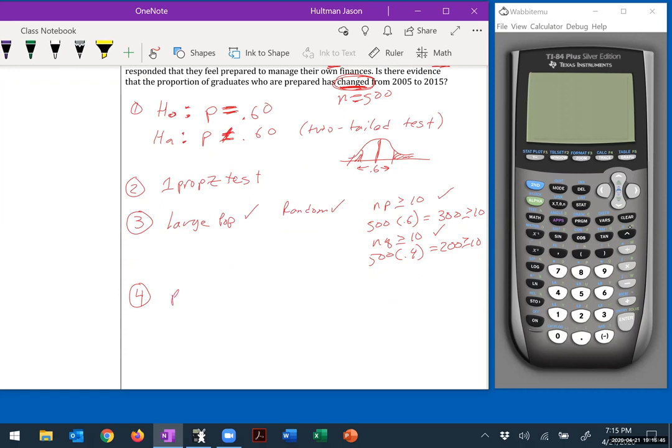I want to find my p-value. My p-value is equal to what? I'm going to go to the calculator. I'm going to go one prop z test. Okay, so I'm going to go to stats, test, one prop z test. I'm going to plug in my null hypothesis value of 0.6. Okay, X is the number of successes in my sample.